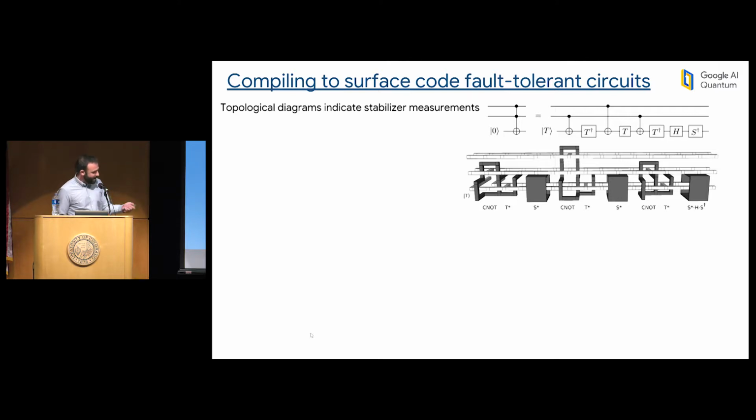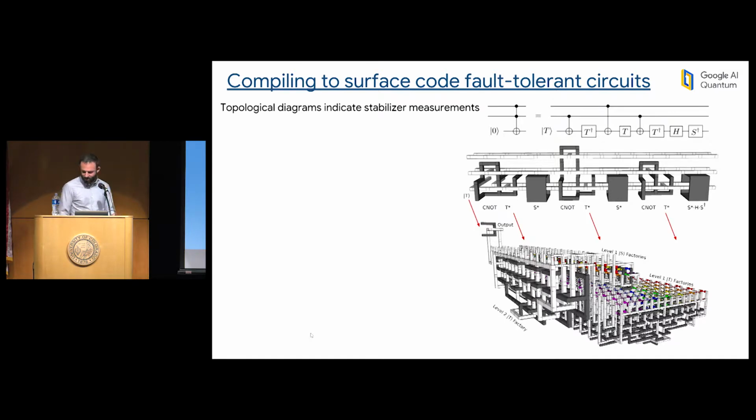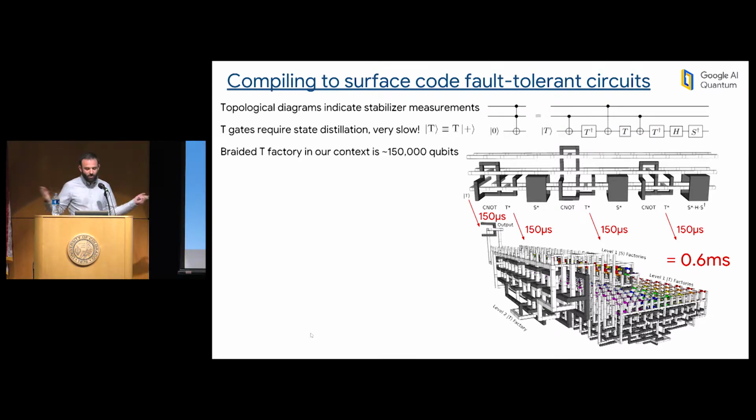But wherever there's a T-gate here, you have some monstrosity that looks like this, which is a T-factory. There's a part that sticks out of the screen and attaches to this horrible T-factory, which is a place where you distill magic states. And first of all, it's very, very slow. It takes maybe 150 microseconds to distill these magic states. And it also consumes a huge number of physical qubits.